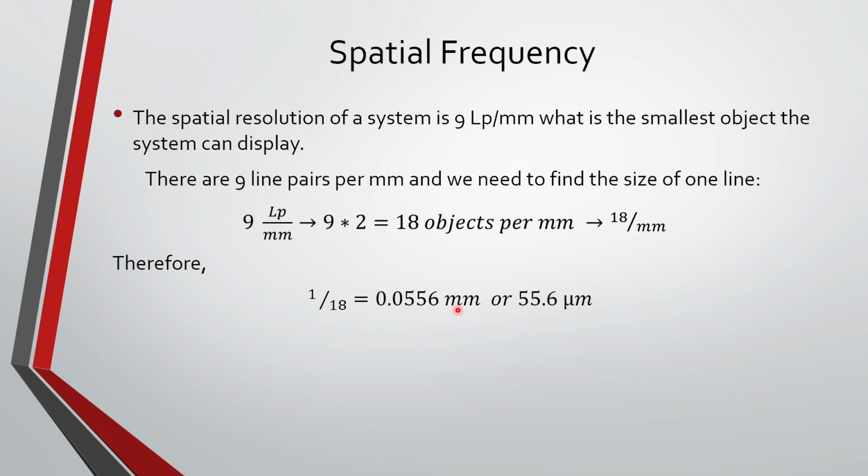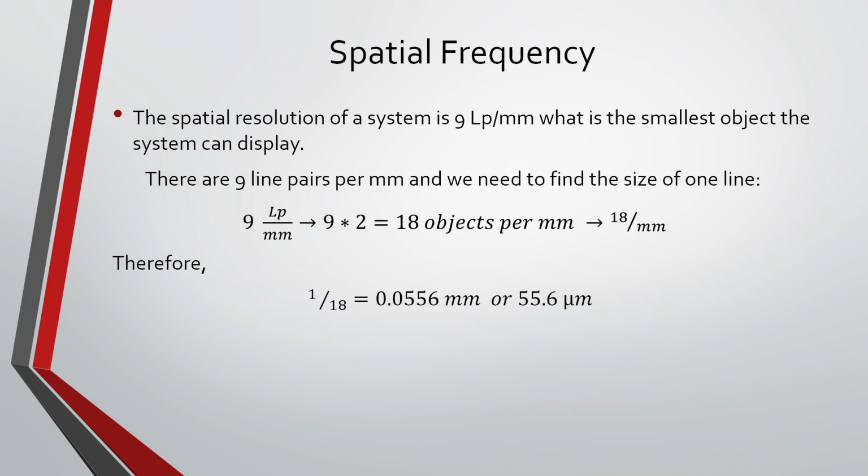0.0556 millimeters. A better way to write this would be in micrometers. The difference between millimeters and micrometers is 10 to the negative 3 difference. This is 10 to the negative 3. This is 10 to the negative 6. So we go ahead and move the decimal point over 1, 2, 3, and we get 55.6 micrometers.